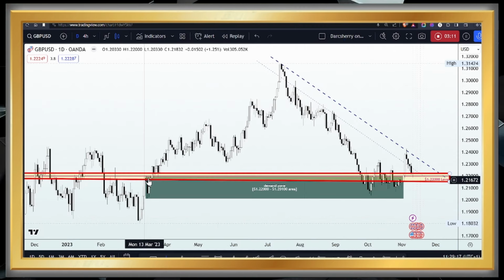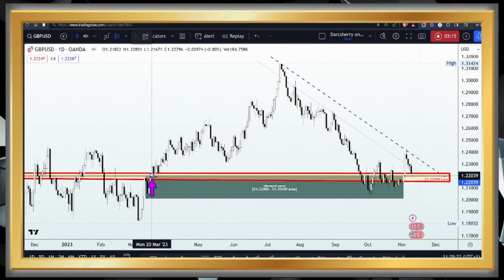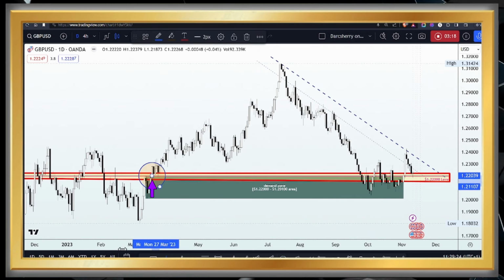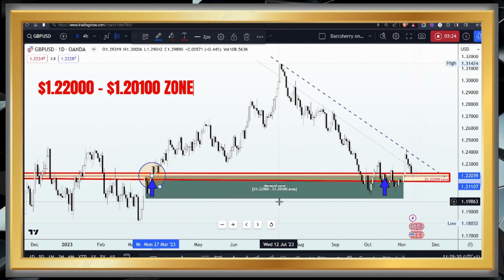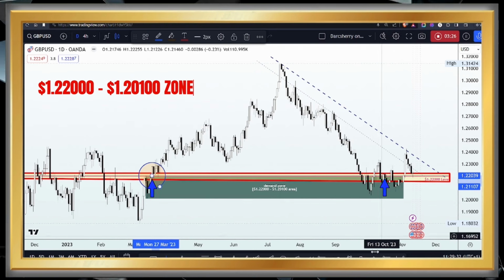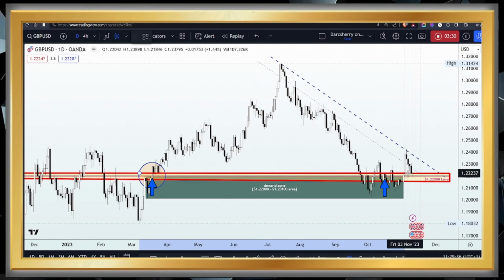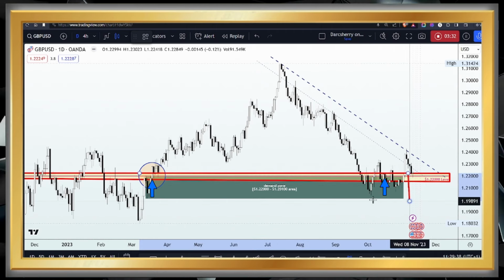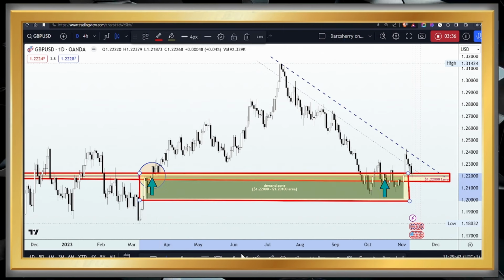However, since price climbed above the structure here in the month of March of this year, we have seen a situation where the zone between the 1.2200 area and the 1.2010 level has remained a buying niche for participants in this market, revealing how sellers have struggled to break through this area in the last 5, 6, 7 months now.